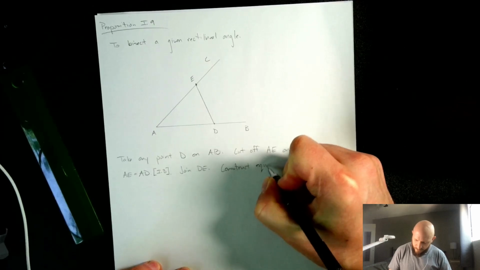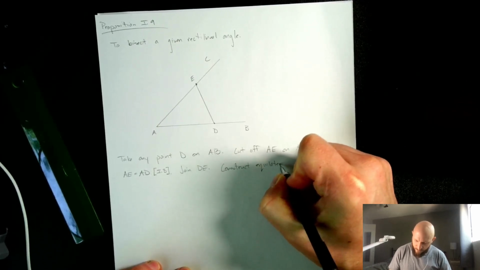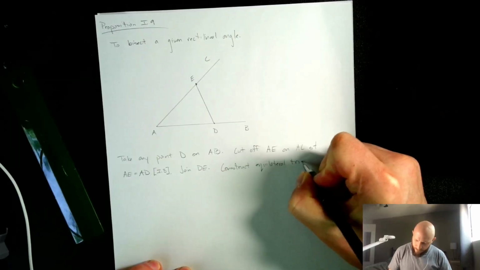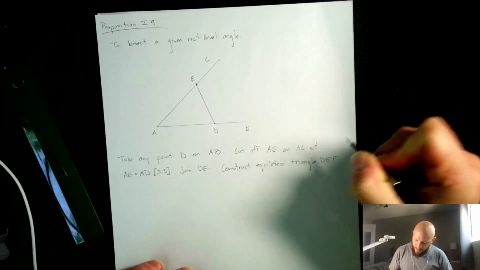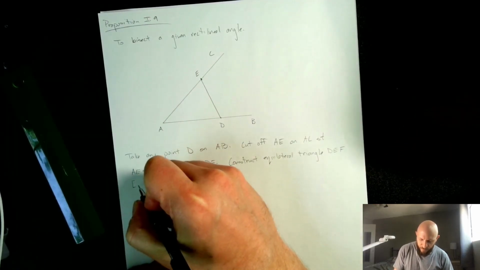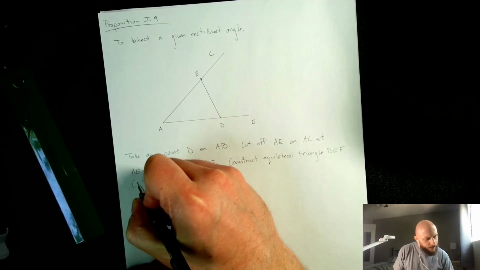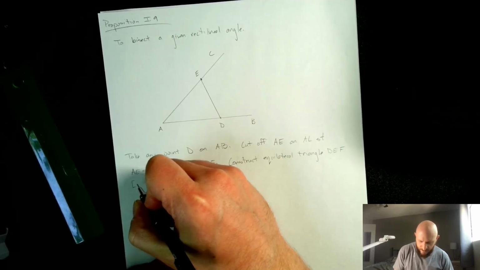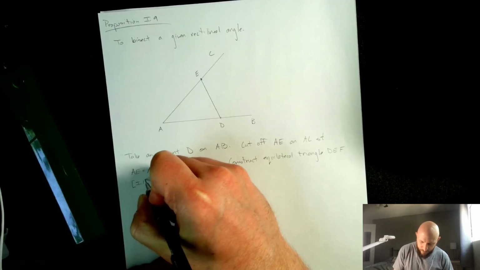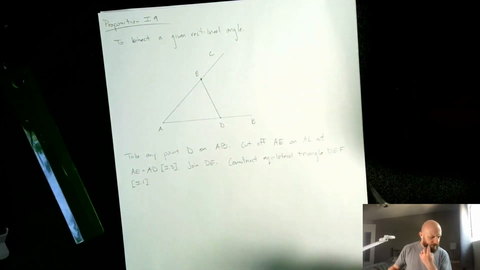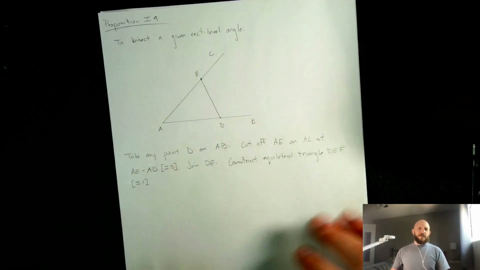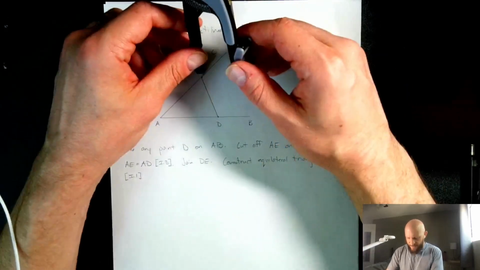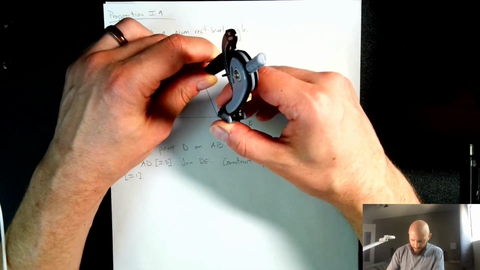All right, then construct equilateral triangle DEF. And this one is Proposition 1. It's not even cited in my book. So apparently Euclid got to the point here where he was just like, it better be obvious. You better just know what I'm talking about.